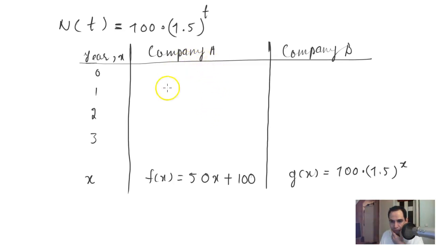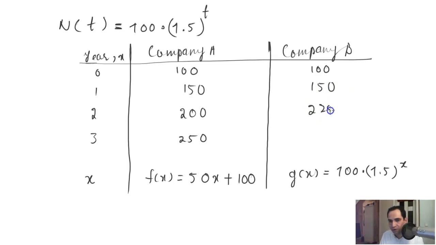What happens here is that, for example, if your x is equal to 0, here you have 100 stores. If your x is equal to 1, you have 150, then you have 200, then you have 250. But this exponential model, here you start with 100, and then you go to 150, you go to 225, and then all of a sudden, at x is equal to 3, this exponential model grows to 337.5 stores.